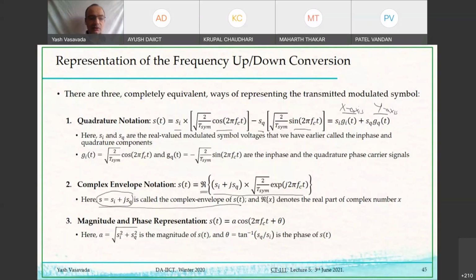And then the third equivalent representation is the polar representation, where we represent the same signal S of t as possessing a certain magnitude, which turns out to be the magnitude of this complex valued symbol, and also possessing a certain phase, which is the phase of this complex number. And the transmitted signal is just the cosine of the carrier frequency with this phase and this amplitude.